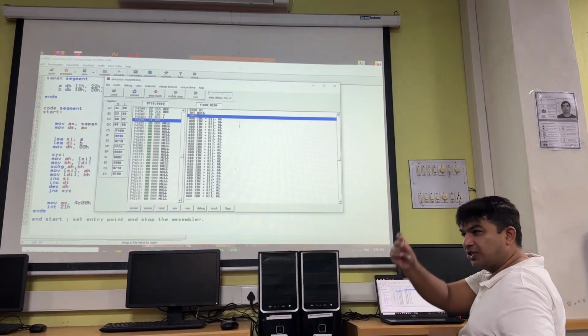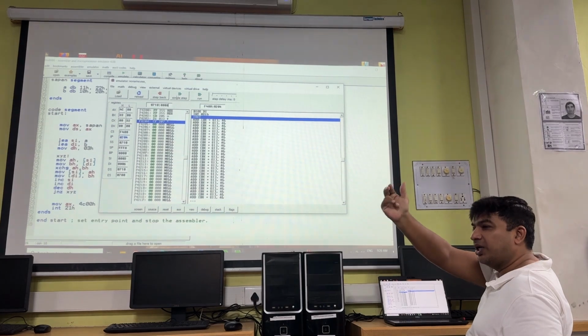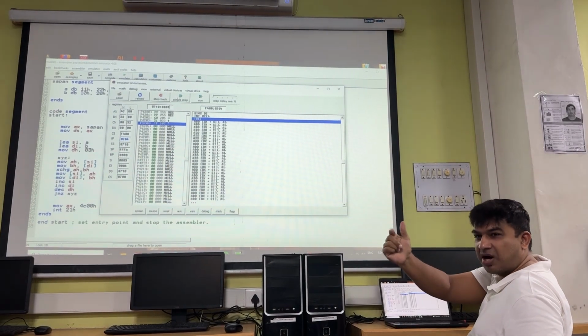Data should be exchanged. So initially it is 10 20 30 and below 11 22 33.